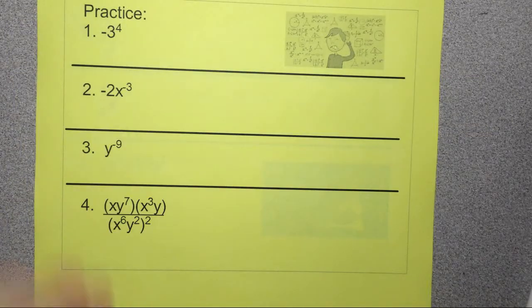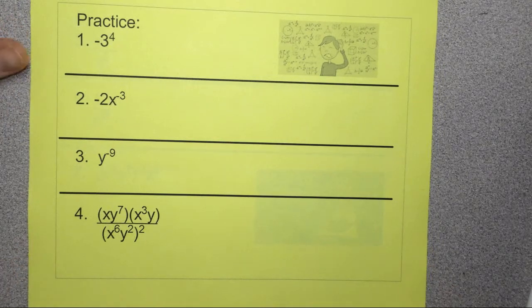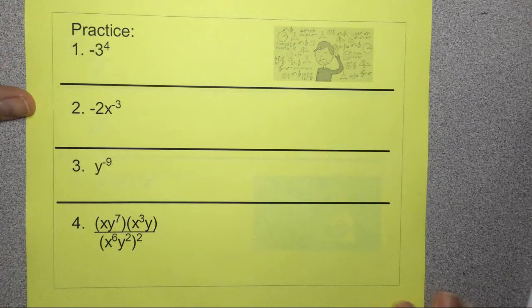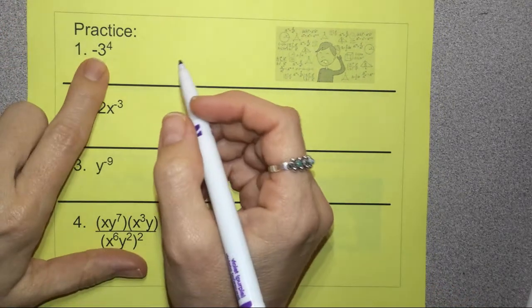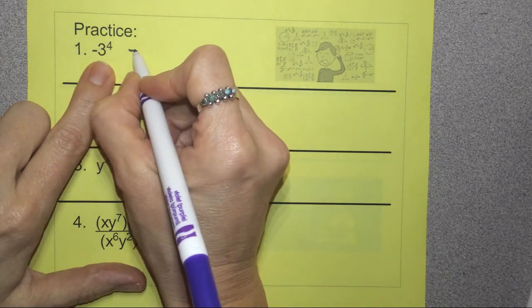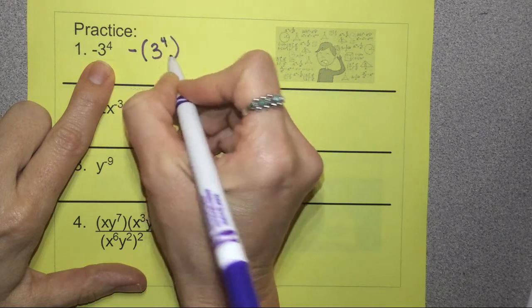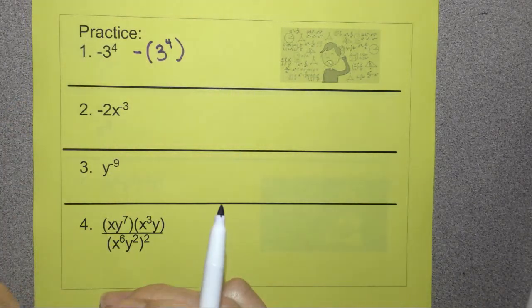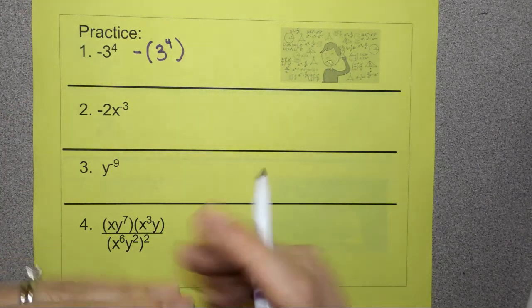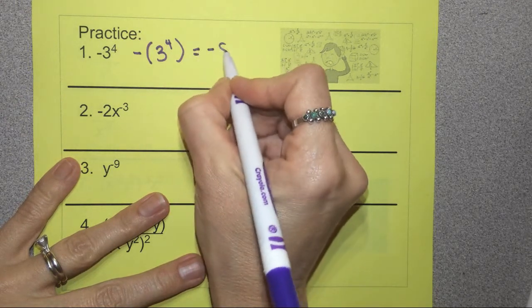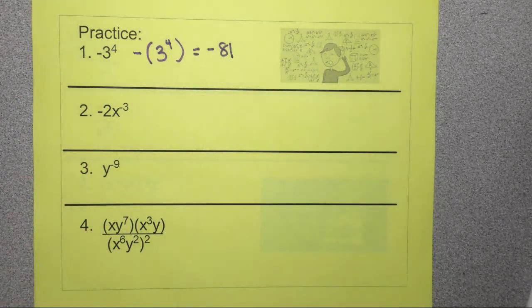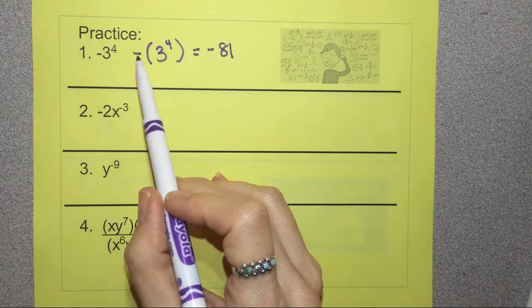So let's do some examples. So on number 1, we have negative 3 raised to the 4th. So what we actually have right here is a negative, and then we have 3 to the 4th. 3 to the 4th means 3 times 3 times 3 times 3, which is 81. Remember that our negative is out here.